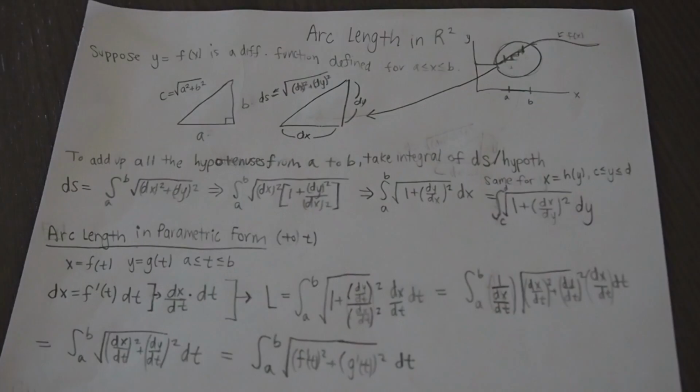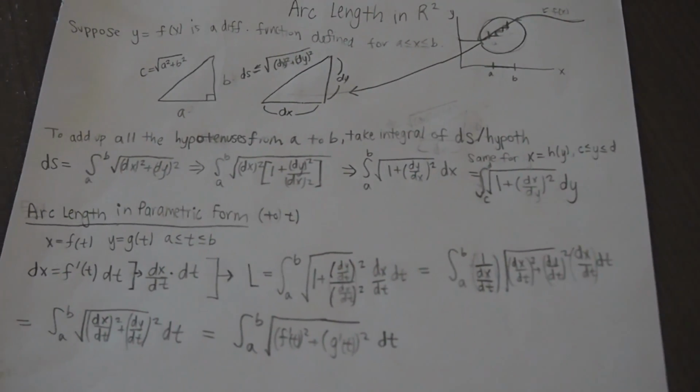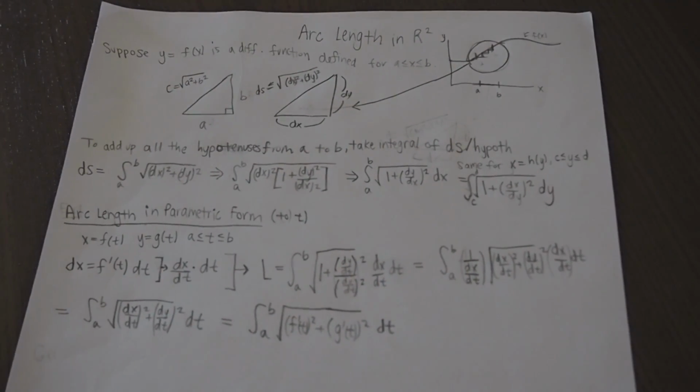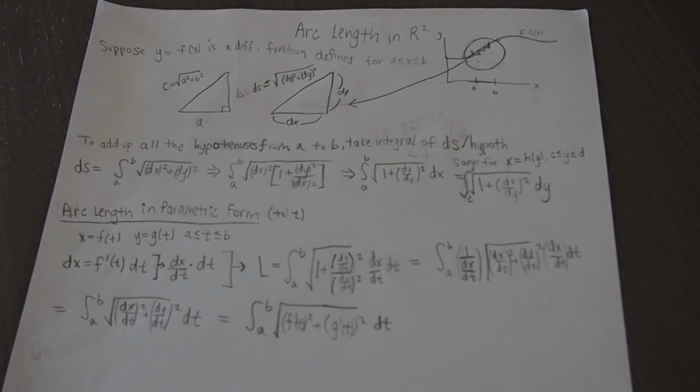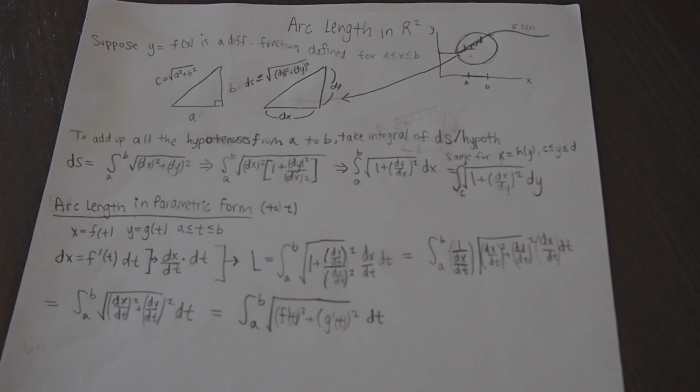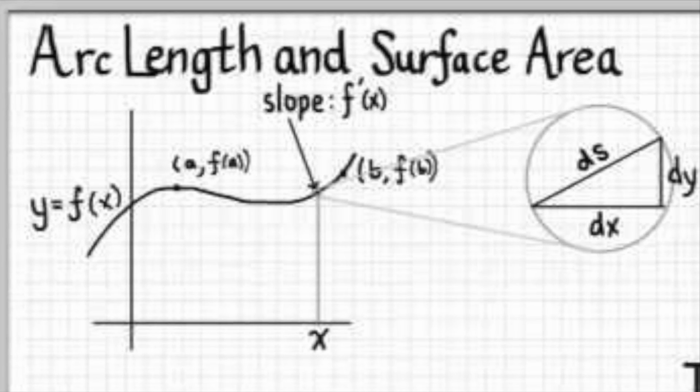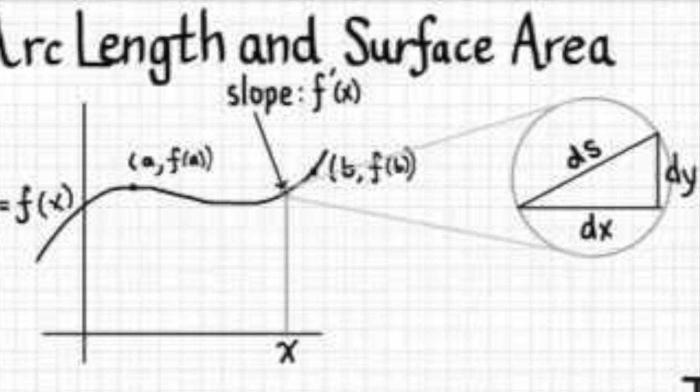Hi, so I'll be showing you how to derive the arc length formula and how to use it. Suppose we have some y equals f of x function that's differentiable with x being from a to b. We can see from this drawing that our curve is this f of x value.